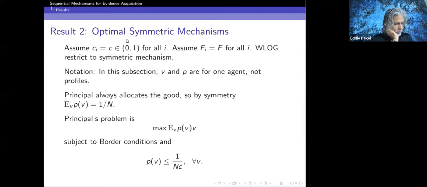Okay. So what's the principal's problem in this symmetric case? We want to maximize the expected return to the principal. This is the value that might occur. This is the probability of giving to that value. We're looking for the P's that maximize this expression, subject to the border conditions and subject to the evidence constraint. It's really the combined evidence feasibility constraint. P of V less than or equal to 1 over n times C, okay, for all V. So this is the new constraint. This is the novel feature of our problem. And we're going to see in a minute what it tells us.